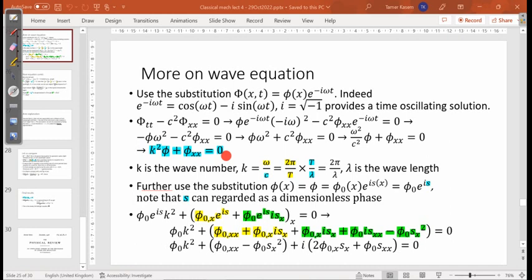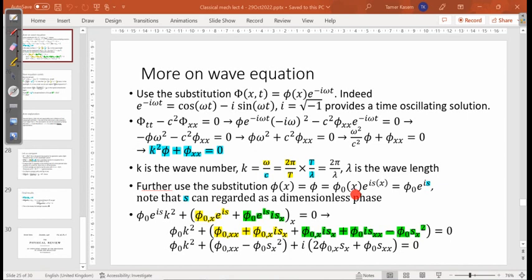Furthermore, because we're very greedy, we will use the substitution phi of x is equal to phi node of x multiplied by e to the power i s of x. s here can be regarded as a phase, because e to the power i sx expanded is equal to cosine sx plus i sine sx. So this part encapsulates the oscillatory behavior, and this is almost the amplitude.